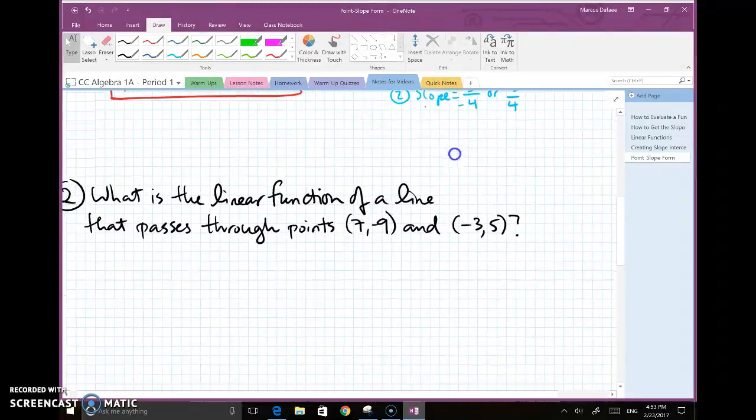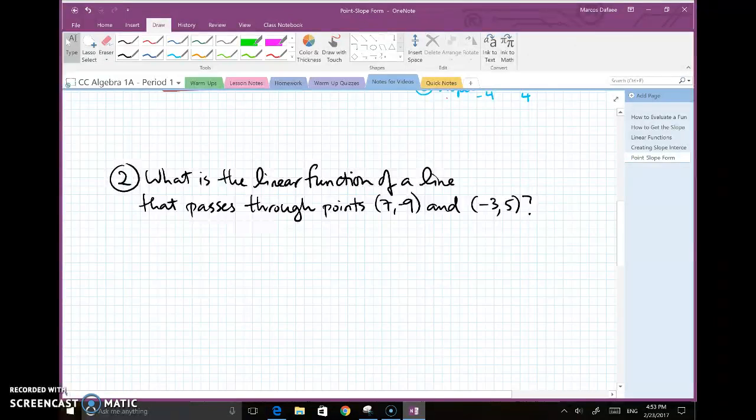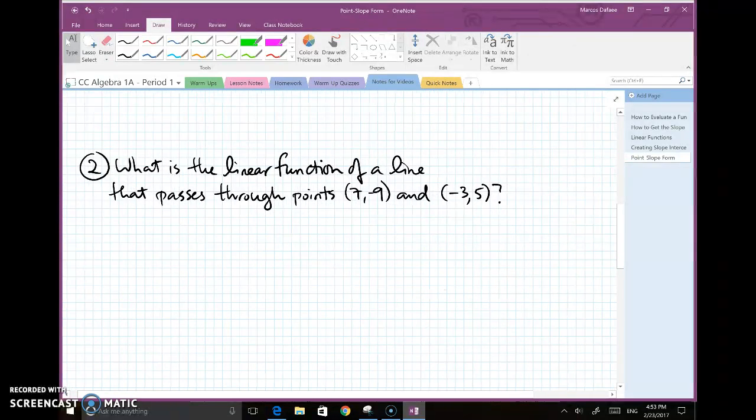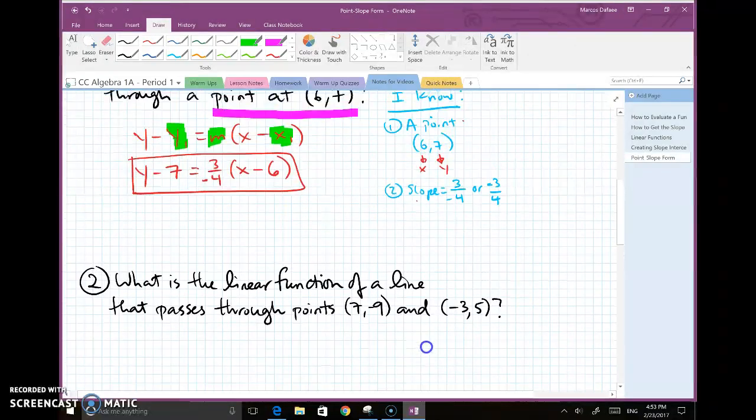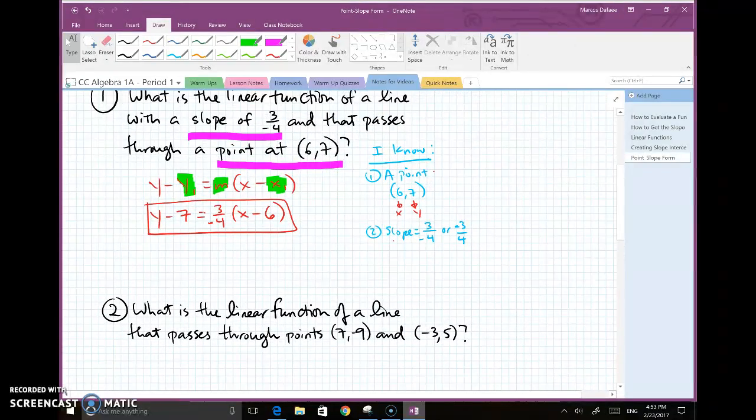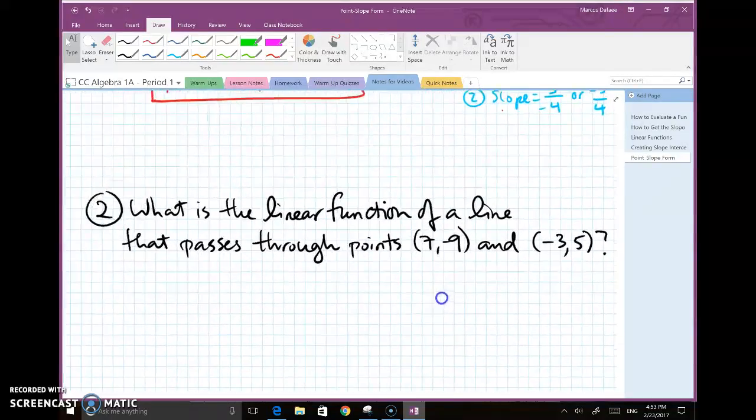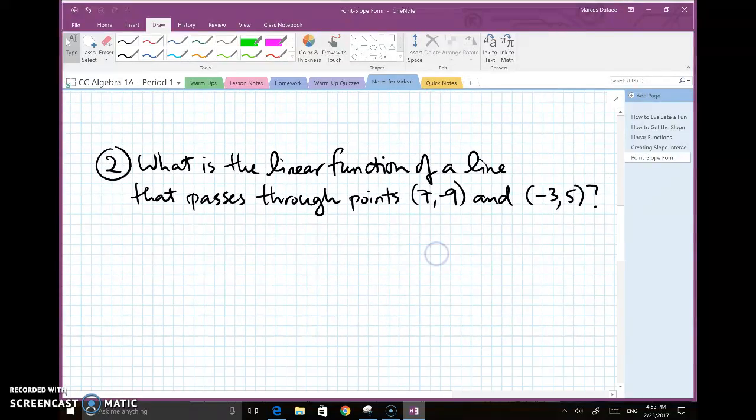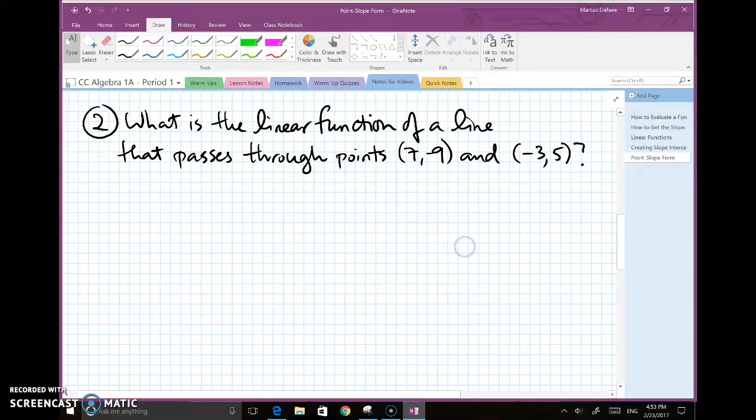What is a linear function of a line that passes through points 7, negative 9, and negative 3, comma 5? In this example, what makes this different from the previous one is that we are not told the slope. What we're given instead are 2 points that the line passes through, and we have to generate the name of that line. So unlike example 1, what we have to do is a little more work than the first example because we have to actually get the slope.